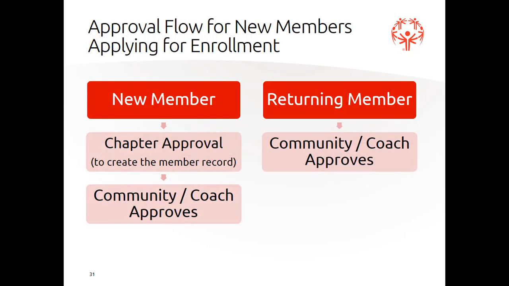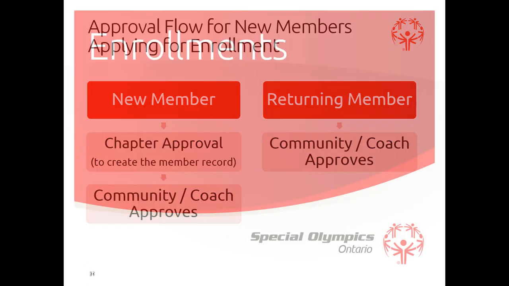We can now view the chart for the approval flow for new members applying for enrollment. A brand new member needs chapter approval from Special Olympics Ontario to confirm and create the member record, and then it moves on for community or coach approval. A returning member goes straight to the community or coach for approval.